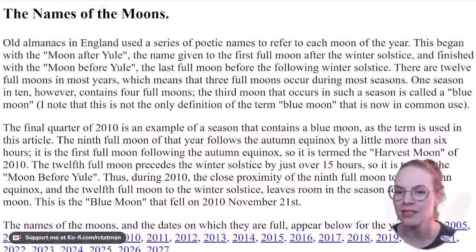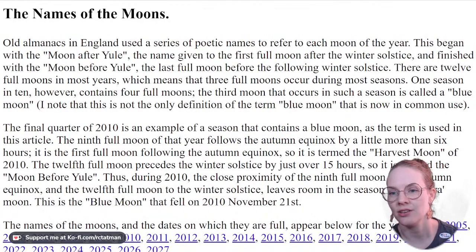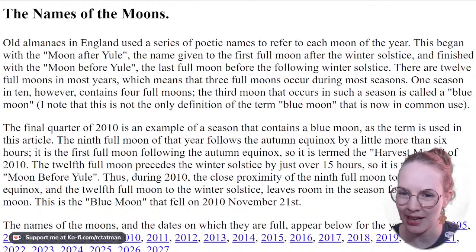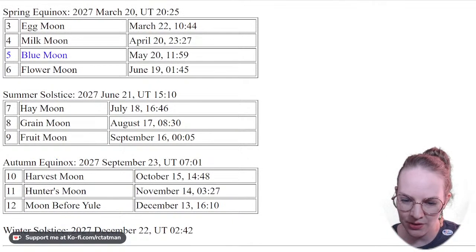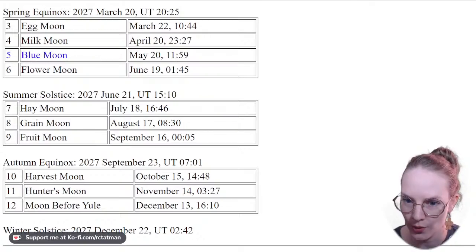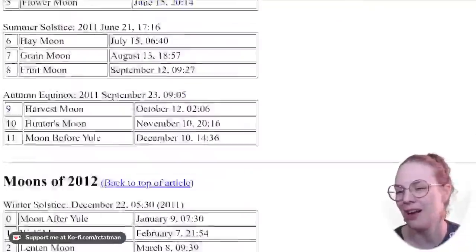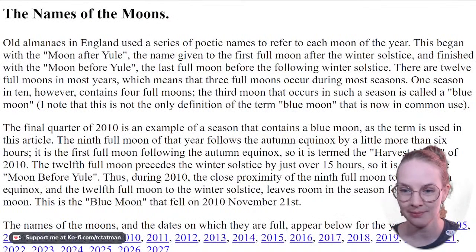There we go. Okay, so this is from ucl.ac.uk, sjo-moon/index.html. Is there more information on this source? Who is it from? From Stephen Boyle at the UCL Observatory, University College London. From 2004, last updated 2022. Okay, so this seems to be a fairly recently updated source from someone who works in star stuff, so I'm inclined to believe it. Old almanacs in England used a series of poetic names.